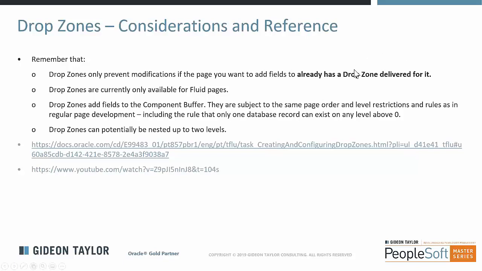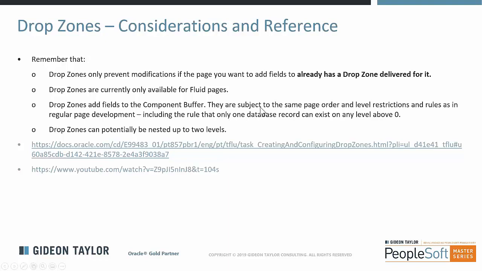With Classic page drop zones, you'll be able to reduce your modifications even if you're not ready to go fluid, or even if there isn't a fluid version of your component available. So when it's available for Classic, that'll also be available for Classic Plus. Drop zones add fields to the component buffer. So they are then subject to the same restrictions that you have for component buffer fields in PeopleSoft. You can't add multiple records, for example, for level above level 0. But most of the drop zones are going to be at level 0, so it's going to be okay.